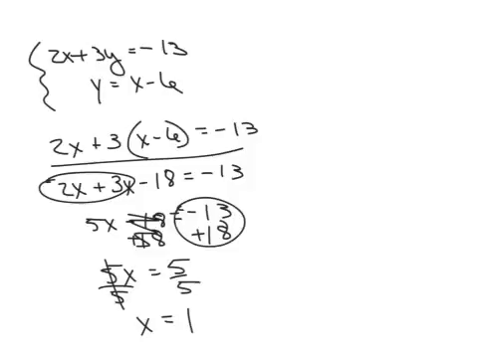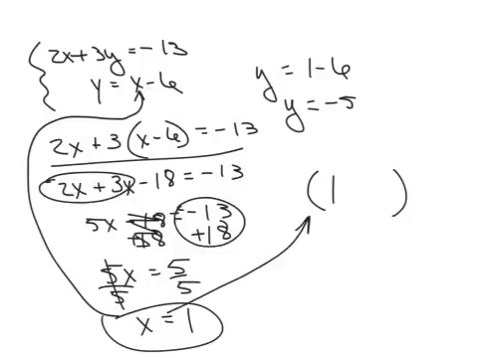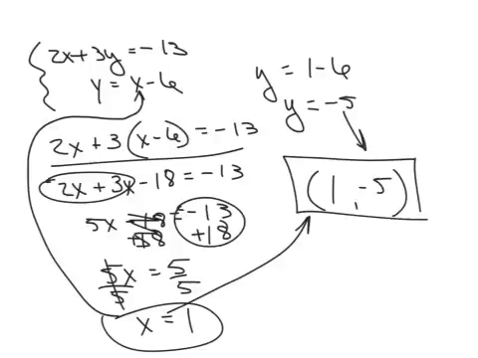Alright, so I found out what the x is, but I don't know what the y is. So what I'm going to do is take this x and put it in here. So y is going to equal whatever x is minus 6. So y equals negative 5. Okay, so your answer will look this way. You'll make a little parenthesis there. You'll put 1 there from here, and then you'll put negative 5 in there. So your answer is (1, negative 5).